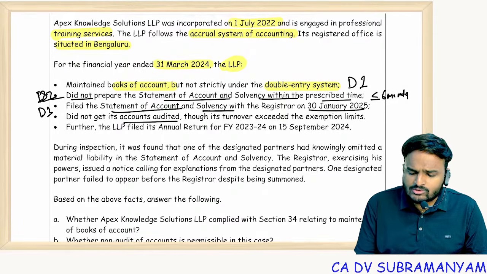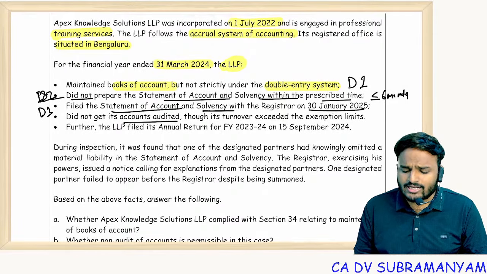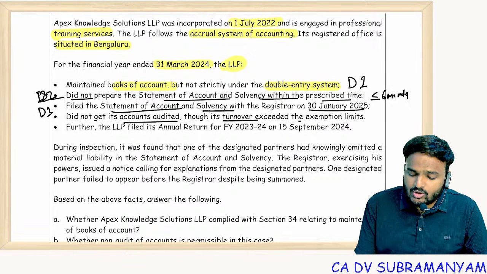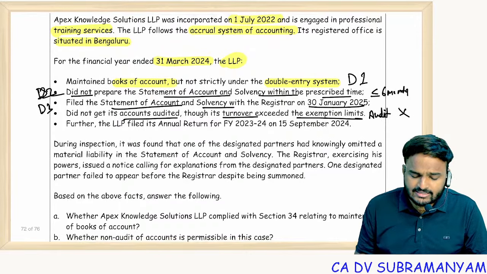Didn't get its accounts audited. For this we need to check whether it is a small LLP or not. Though its turnover exceeded the exemption limits, now audit mandatory, no audit means another default.